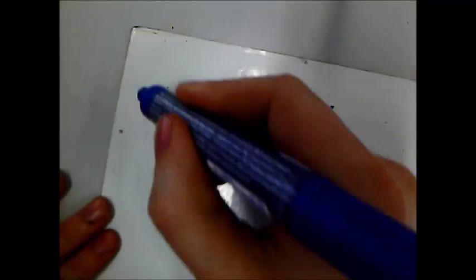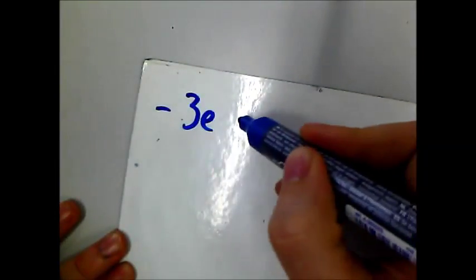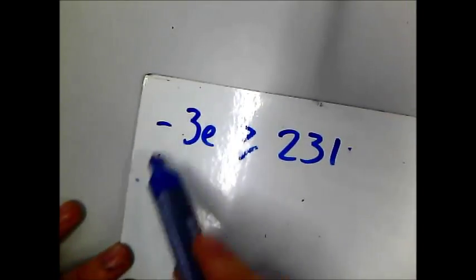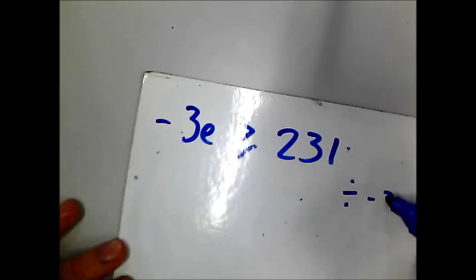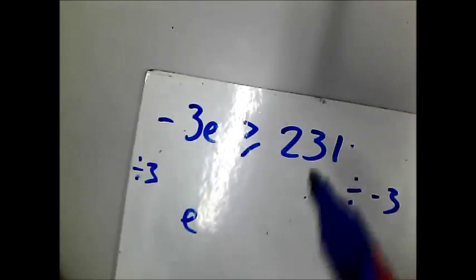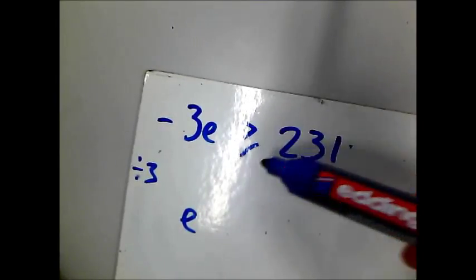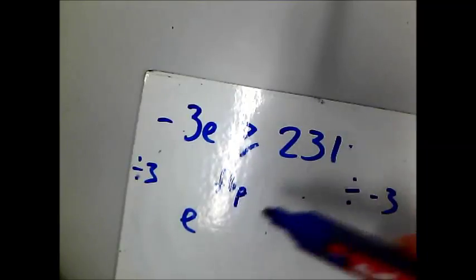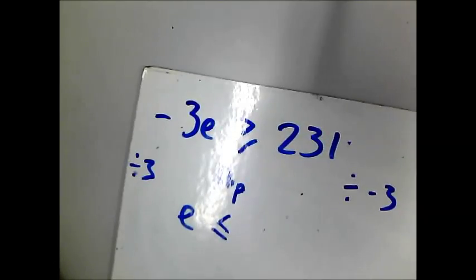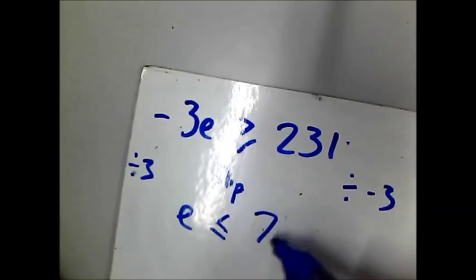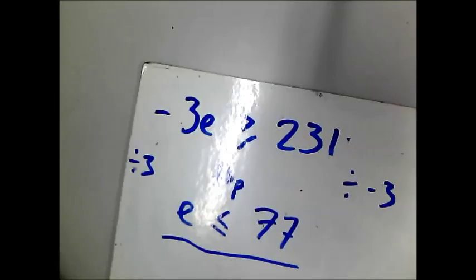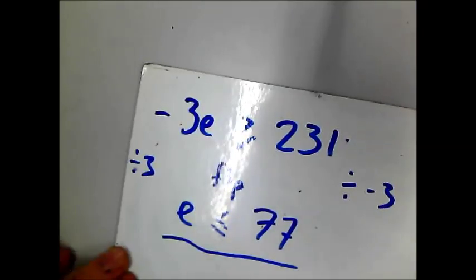Let's look at the next set of questions. Question 5, I have negative 3e is greater than or equal to 231. So to get the e by itself, I need to divide by negative 3 on both sides. So I'm going to get e. Now, when I divide by a negative number, I know I need to flip the inequality here. So that's going to become less than or equal to, so it's gone the other way around. And then 231 divided by 3 is 77. There's my final answer. E has to be smaller than or equal to 77.